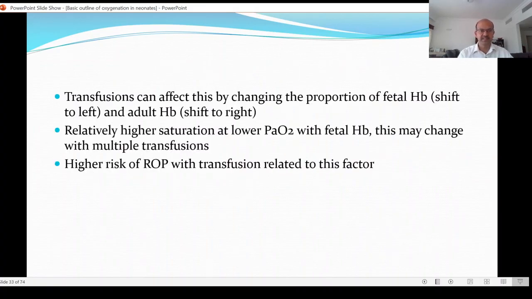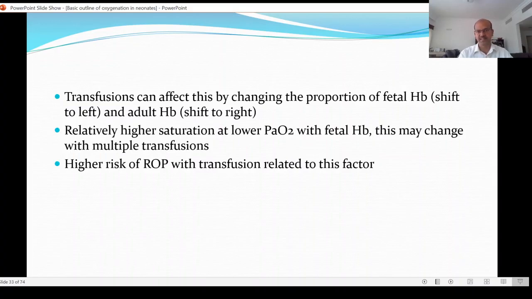And we discussed this earlier, the transfusions can affect this by changing the proportion of fetal hemoglobin, where the shift to left happens, and adult hemoglobin increases, there is a shift to right. So at a relatively same PaO2 level, the saturation is higher if you have more fetal hemoglobin, and in the same baby, after a couple of transfusions, the saturation at a given PaO2 will be lower. So you have to account for that when you adjust your target range.